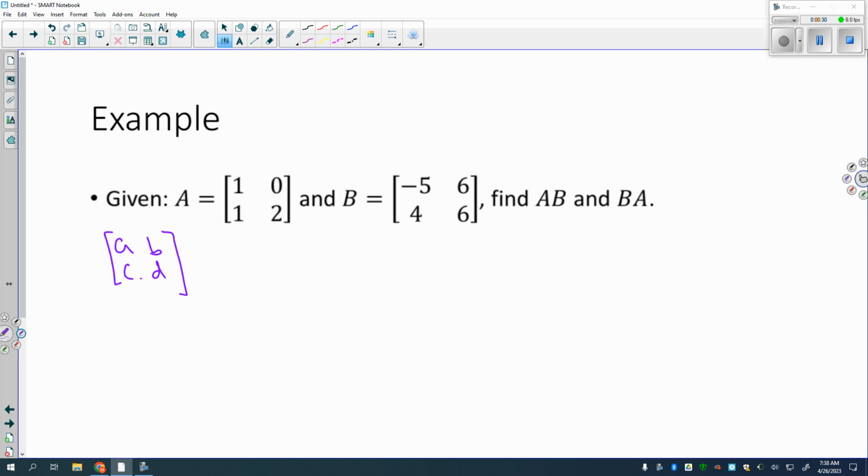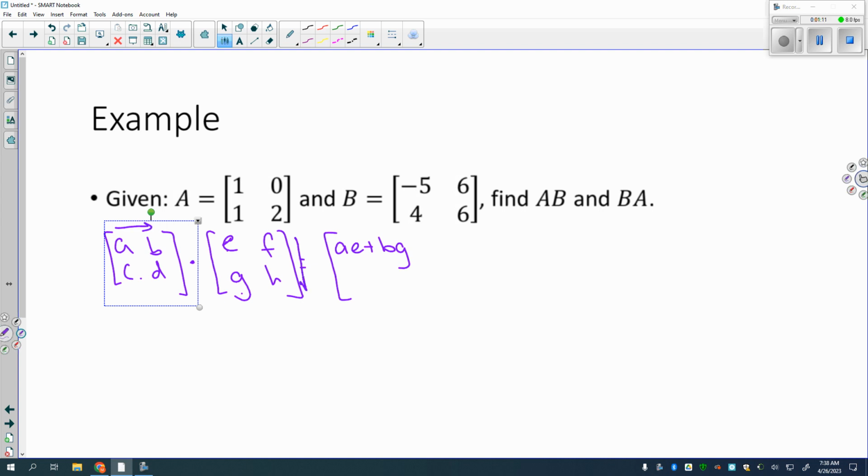I get A, B, C, D times E, F, G, and H. So I've got this matrix here. When I do this multiplication, I have to take row by column, and I have to add stuff. So up here, this top left cell would be A times E plus B times G. So I go across on the first one and down on the second one, and I do that for each cell.